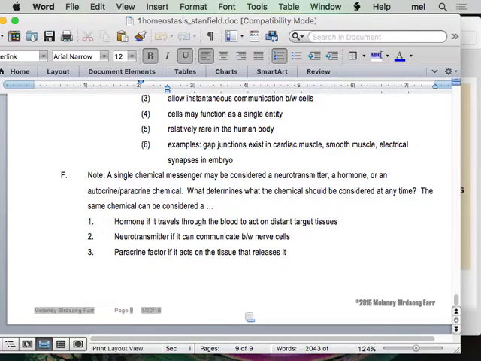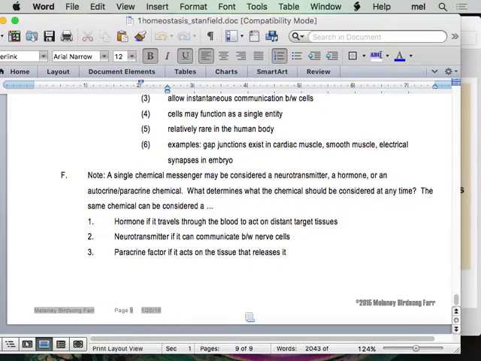If dopamine is released from a neuron to communicate with another neuron, then it is a what? Neurotransmitter. But if dopamine is released from a neuron and dumped into the bloodstream, then it is a what? Hormone, exactly. So when somebody asks you, is dopamine a neurotransmitter or a hormone, your answer is yes. Because the body can do any damn thing it wants with a chemical messenger.